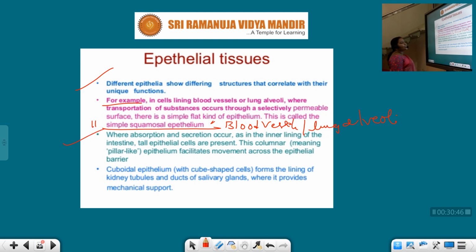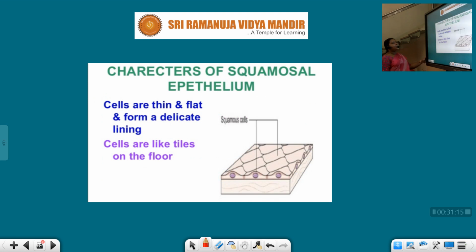Where absorption and secretion occur, as in the inner lining of the intestine, tall epithelial cells are present. This columnar epithelium facilitates the movement across the epithelial barrier. Cuboidal: under this you will have squamous, columnar and cuboidal epithelial cells. Cuboidal cube-shaped cells form the linings of the kidney and ducts of salivary glands, where they provide mechanical support. This is about the epithelial.